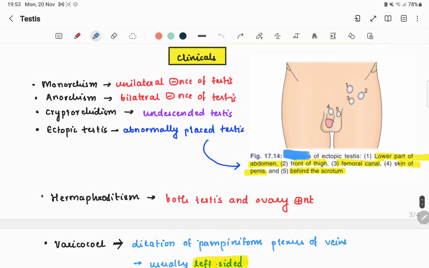What are the positions for ectopic testis? It may be present in the lower part of the abdomen, or in the front of the thigh, or in the femoral canal, or in the skin of the penis, or it may be present behind your scrotum.